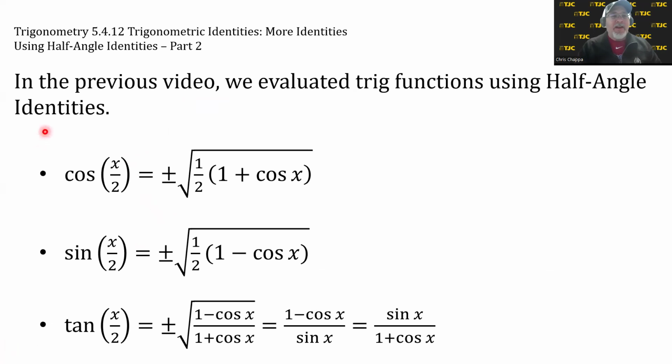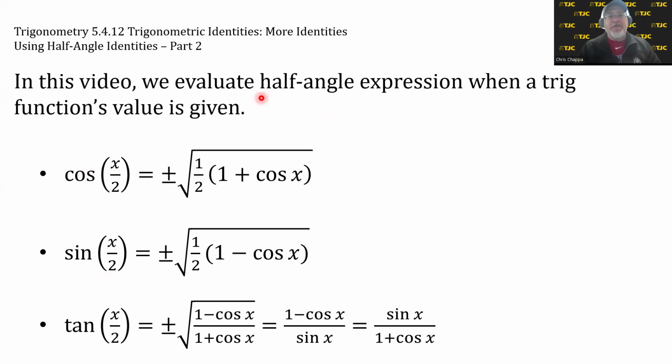In the previous video, we evaluated trig functions using half-angle identities. Here we see all the half-angle identities. Just a reminder, anytime there's a plus minus, that decision is made based on the trig function being evaluated at x over 2 and the quadrant of x over 2. In this video, we evaluate half-angle expressions when a trig function's value is given.